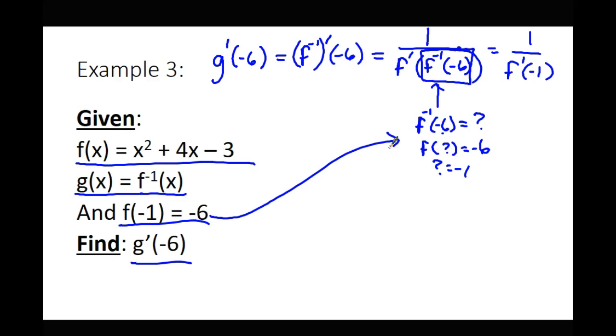All right. 1 over f prime of negative 1. How can I find f prime of negative 1? Close. Don't plug it into the original, but plug it into the what of the original? The derivative of the original. So I've got f, right? So what's f prime of x going to be equal to? 2x plus 4. So what's f prime of negative 1 going to be? 2. So then my final answer is 1 over what? 2.